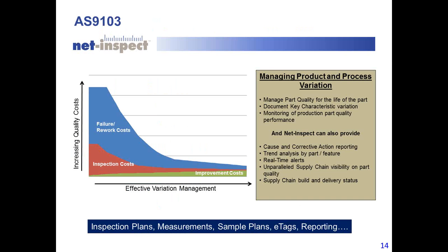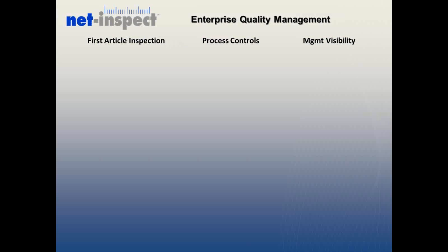AS9100, this would be our quality management module. Certainly managing product and process variation throughout the life of the part, key characteristic variations, but also what NetInspect adds, cause and corrective action reporting, trend analysis, alerts, and visibility in the supply chain. And we'll be seeing that in a moment.